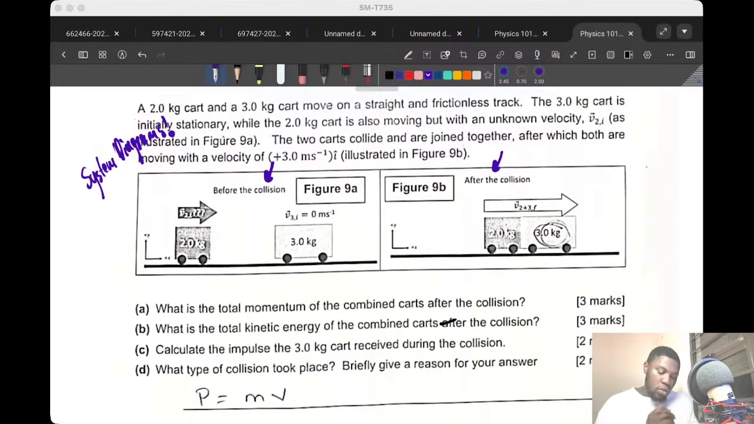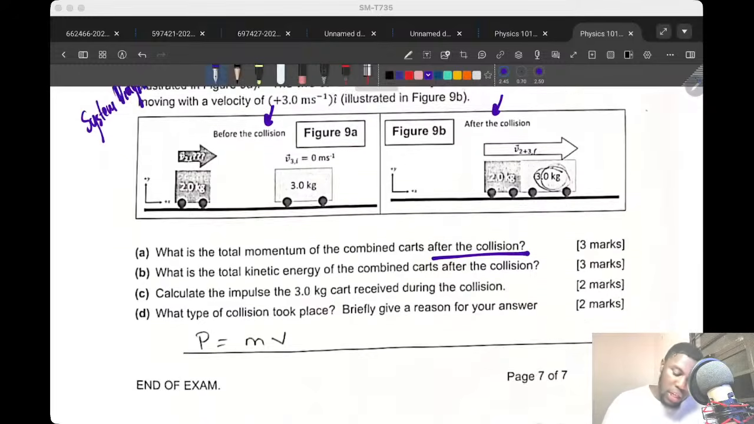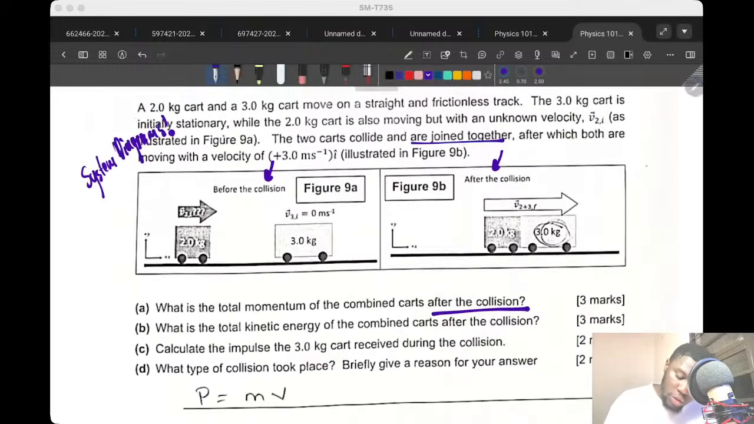So here we have this. What is the total momentum in the combined carts after the collision? Here after the collision, they are joined together, so they move together, so we are going to count it as one. And what you do is you add the masses. This is 2 kg and 3 kg, so the mass of this new object is going to be the 5 kg thing. And we have the final velocity of 2 and 3, which is going to be the same.